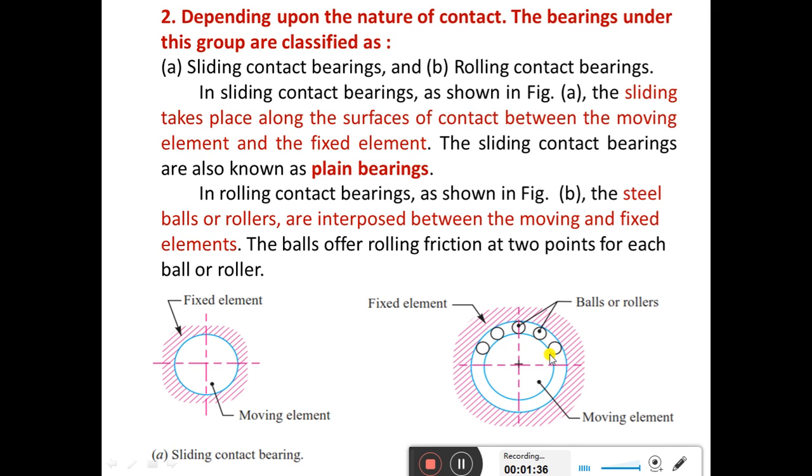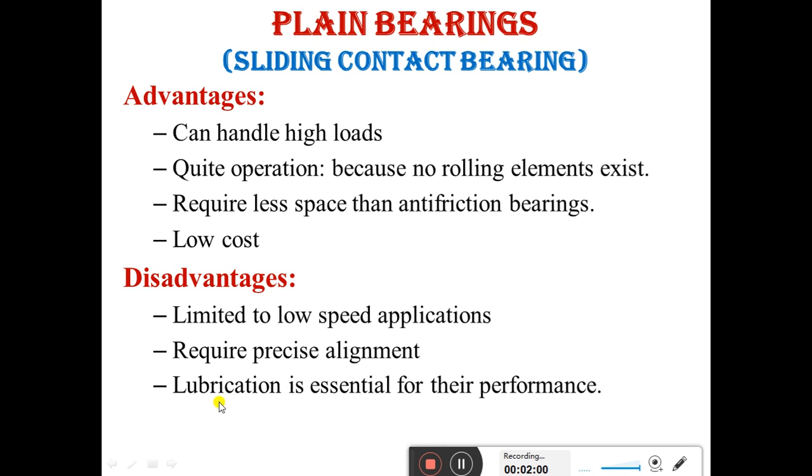But in this case, we call it a rolling contact bearing. The steel ball or roller is placed in between the fixed element and the moving element, so the ball will rotate. So this is a rolling contact bearing. And the plane bearing is the sliding contact bearing.